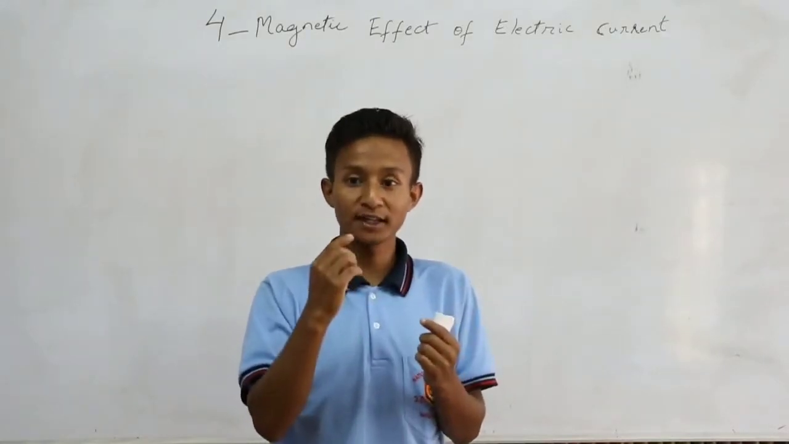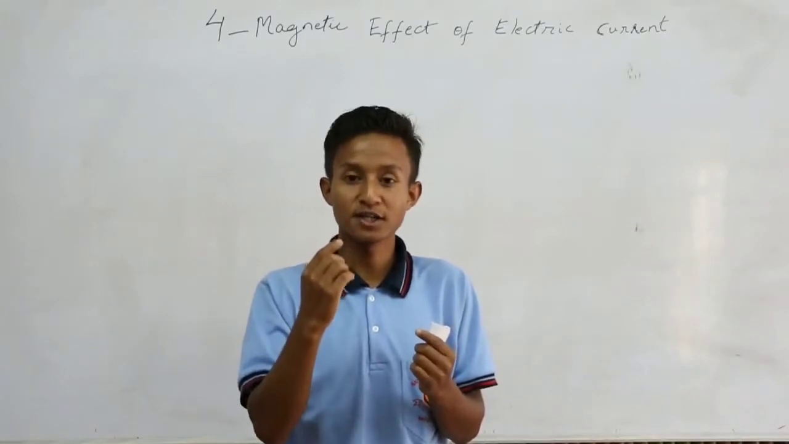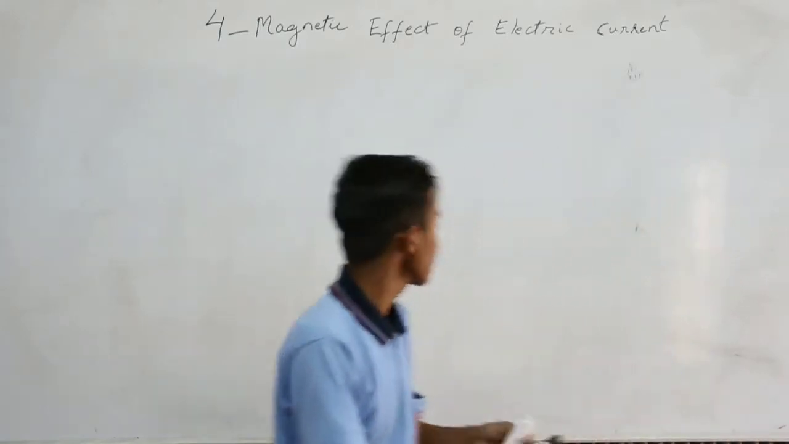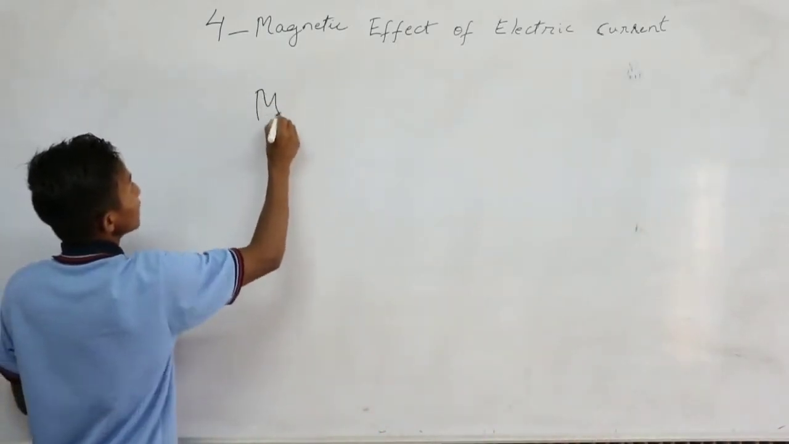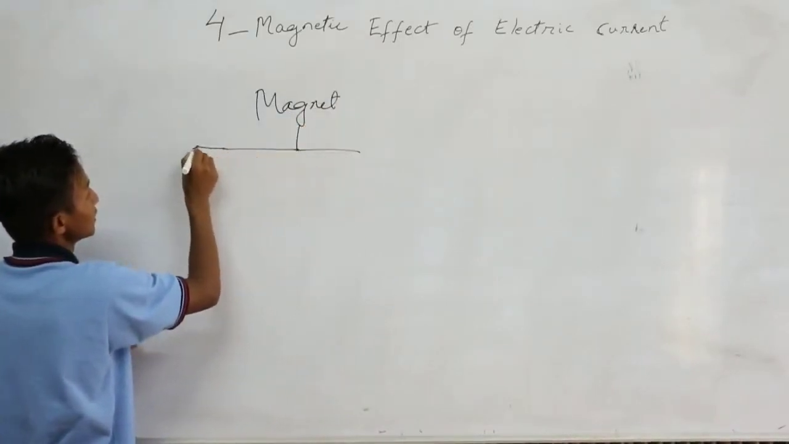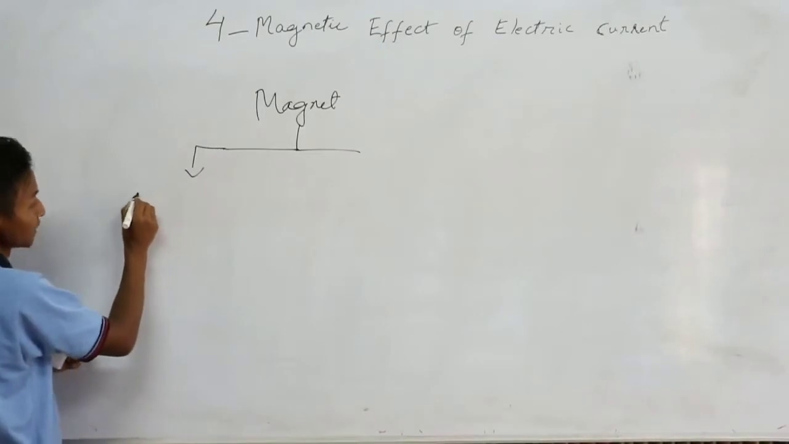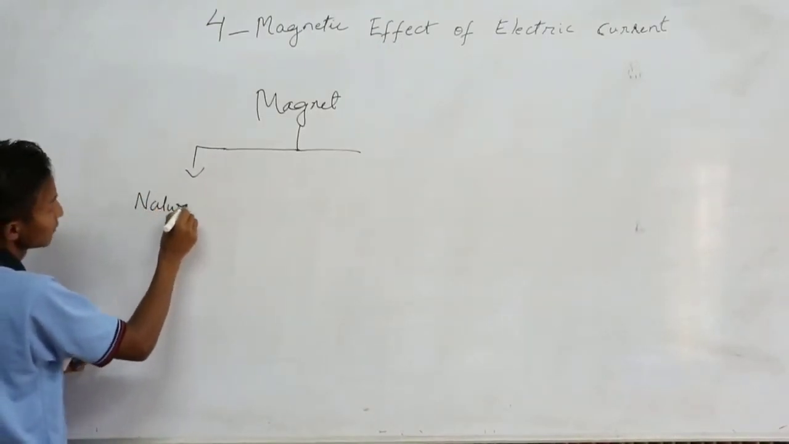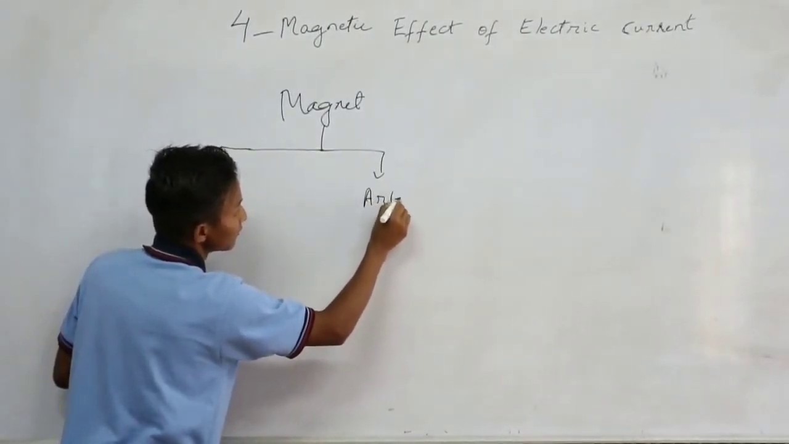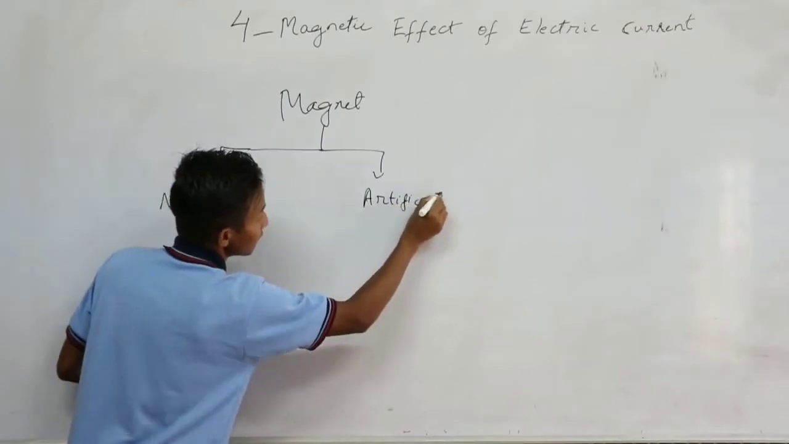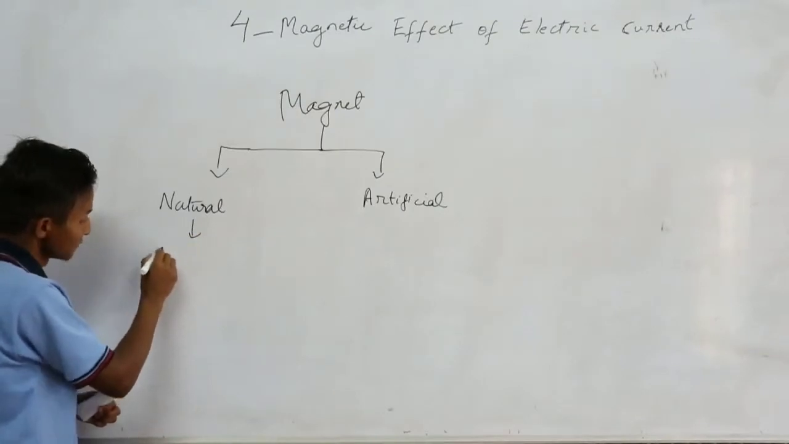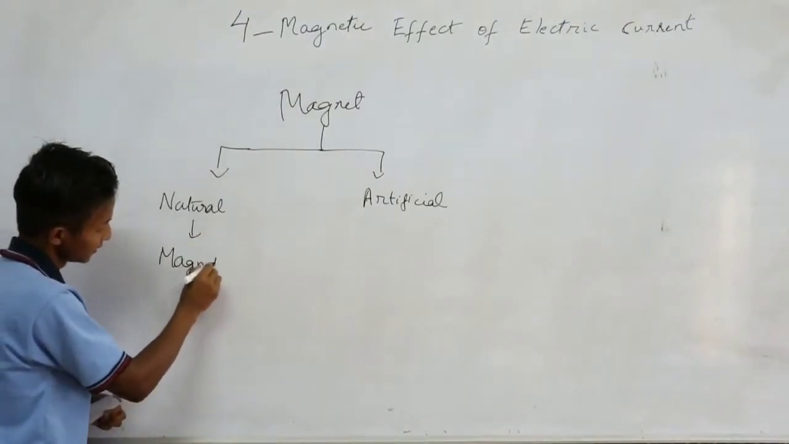A piece of this rock is called a magnet. Magnets are divided into two types. The first one is natural magnet, and the other one is artificial magnet. An example of a natural magnet is magnetite.